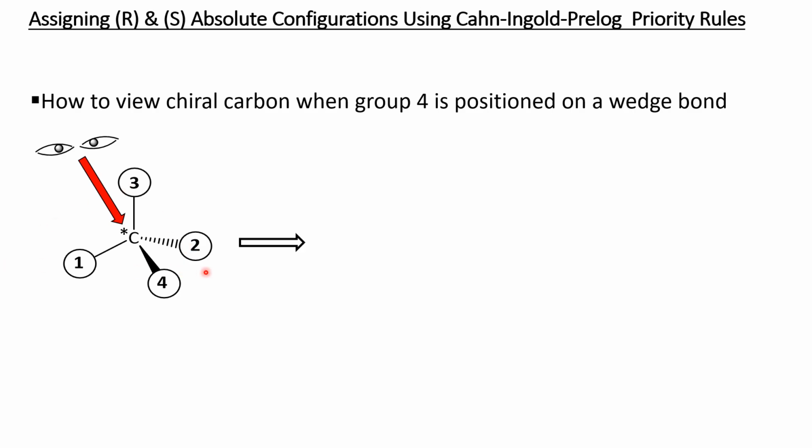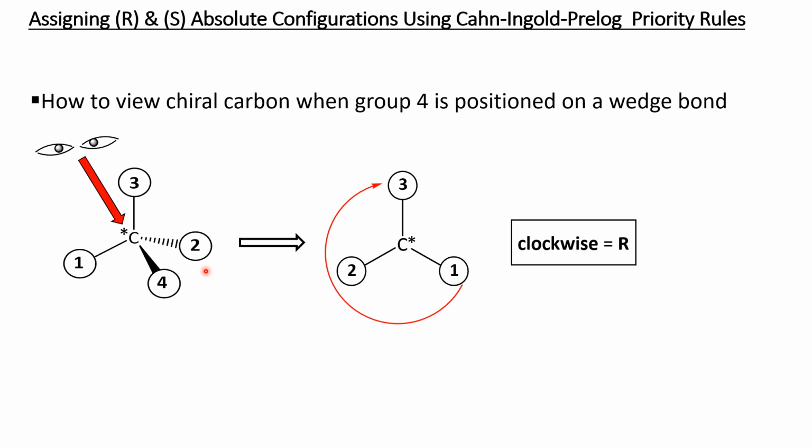You should then redraw this structure by placing group 1 to your right and group 2 to your left and group 3 pointing up. Then draw an arrow connecting groups 1, 2, and 3, which will result in a clockwise direction, giving you an R absolute configuration.